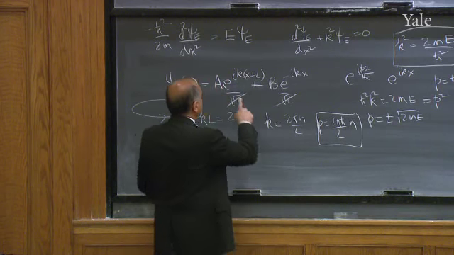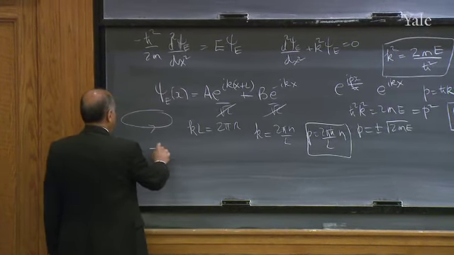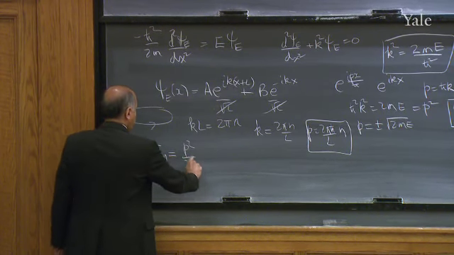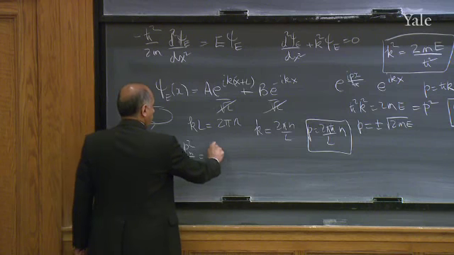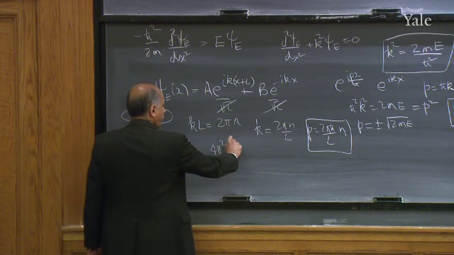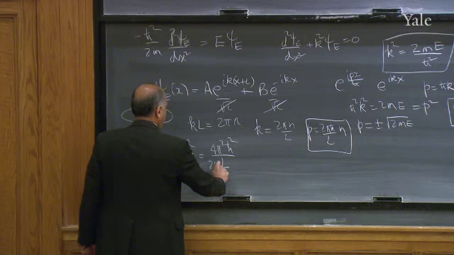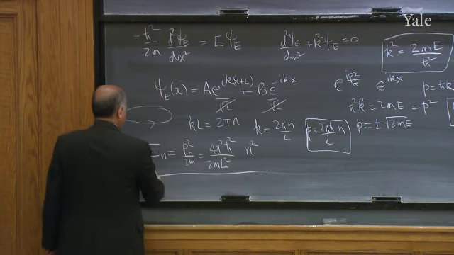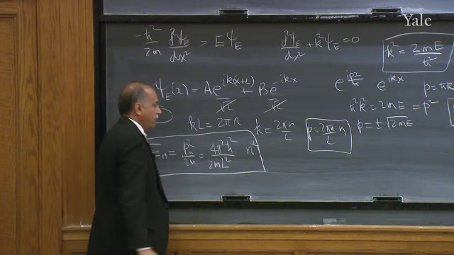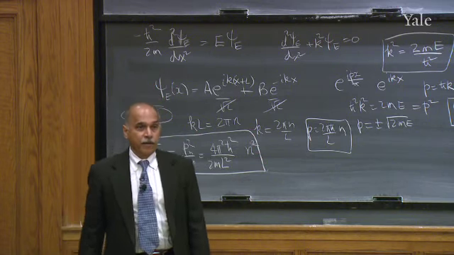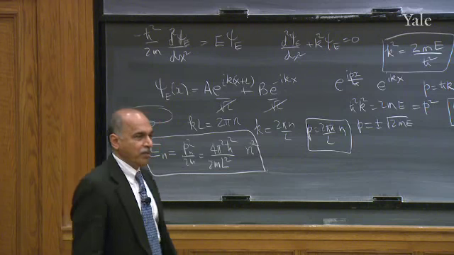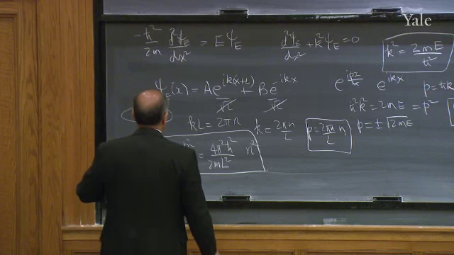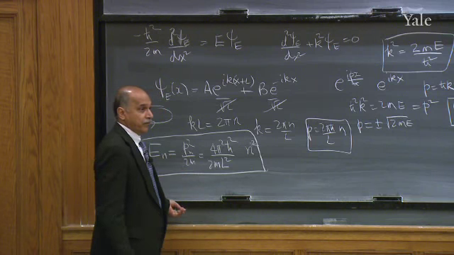So the allowed values of K or P are restricted in this way. The allowed values of energy then, which is P squared over 2m, are restricted to be 4 pi square h bar square over 2m L squared times an integer n squared. And this is a problem where energy is quantized. It's really quantized because momentum is quantized. And the energy in this simple example is simply P squared over 2m.